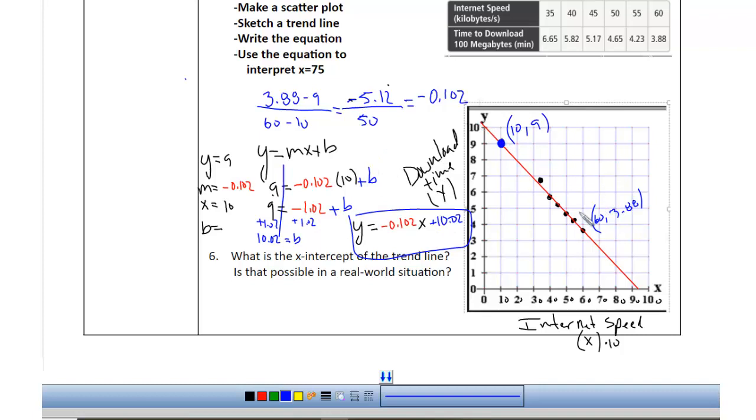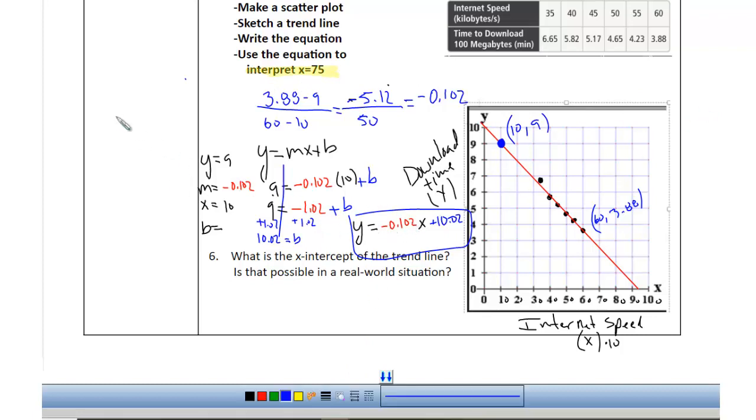We're going to model this with a line. We're going to pick 2 points on that line and then substitute into the slope-intercept formula so that I can find the equation. Now the last thing here is it asks us about the x-intercept of the trend line, and whether it is possible in a real-world situation. And actually, I apologize, let's find one more thing. This asked me originally to interpret what would happen at x equals 75. So let's find that real quick.